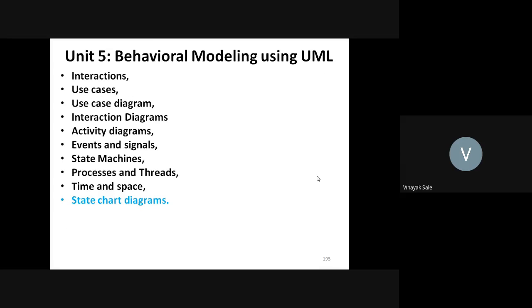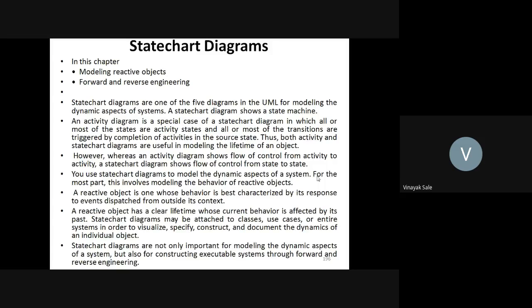So the last part of this chapter is the state chart diagram. In this chapter we will study modeling reactive objects, forward and reverse engineering. The state chart diagram is one of the most important out of the five diagrams in UML for modeling the dynamic aspects of a system. A state chart diagram shows state machines.